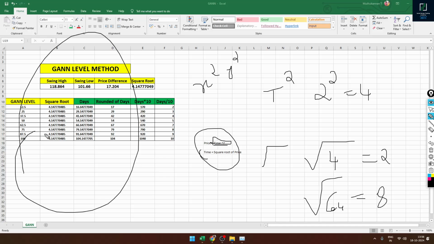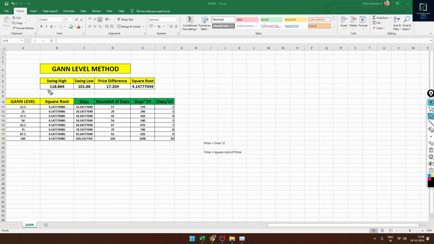Based on this, it is constructed. So time equal to square root of price. What we are doing here is we put high price, low price, we find the difference between the prices, and we are taking the square root of price. Square root of price is 4.147.